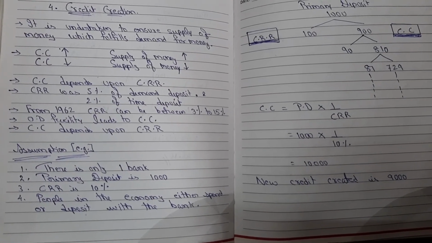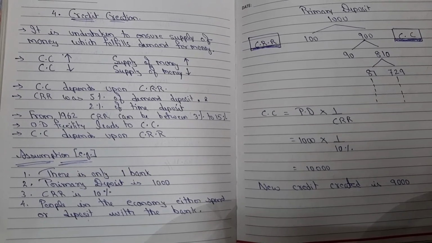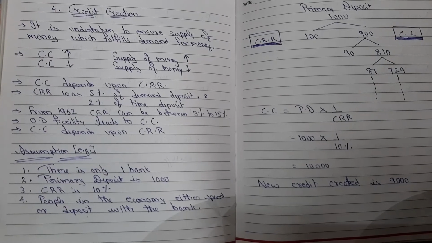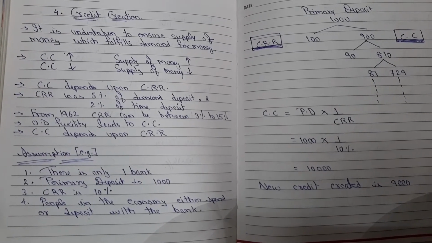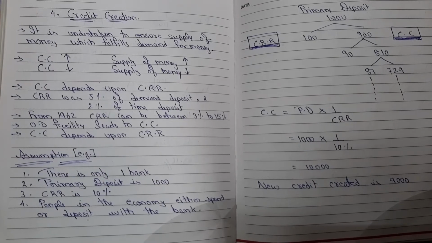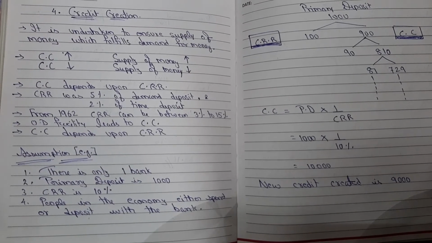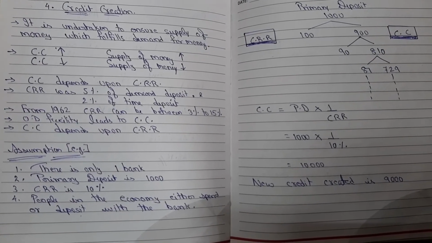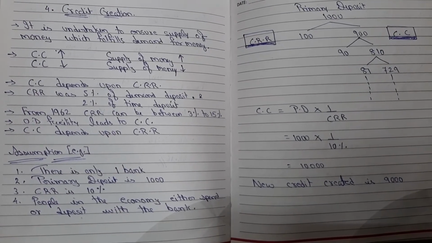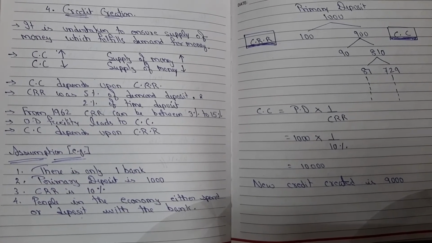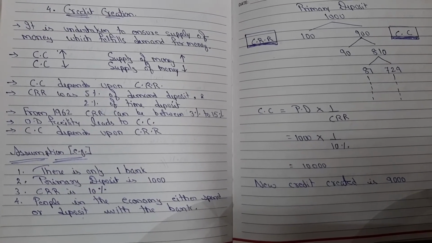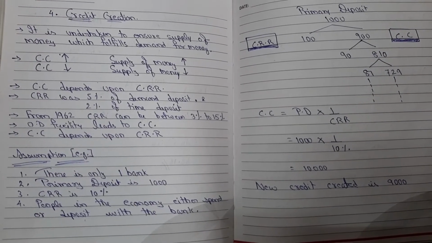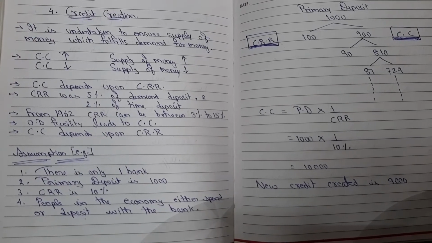Now to understand how the credit is created, we have to make some assumptions. These assumptions will help you to make a better understanding. 4 assumptions are made by me. Number 1, we will assume that there is only one bank in the economy. Primary deposit available with the bank is rupees 1,000. CRR is decided by the central bank at 10%, and we assume that the people in the economy will either spend or deposit the money in the bank. The 4th assumption means that the money will not be kept as a hidden secret reserve. It will directly or indirectly come into the bank.